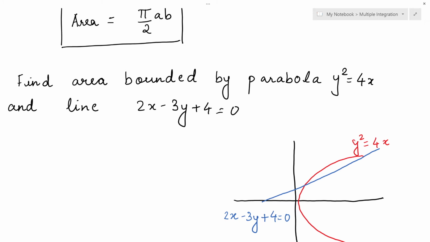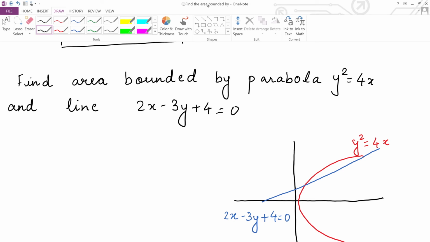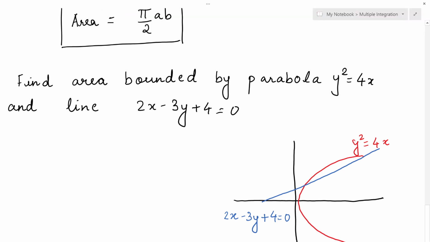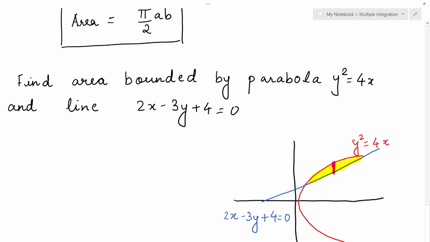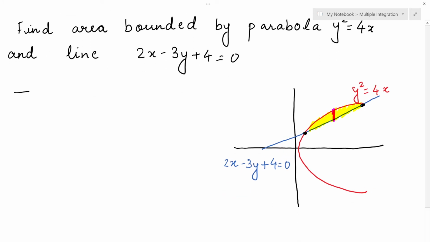Fine. So now my area for intersection, that is the region, is this. We will take a strip parallel to the y-axis. Now taking a strip parallel to the y-axis, first we need to find the points of intersection, right? We need to find what these points are. So how do we find the point of intersection?